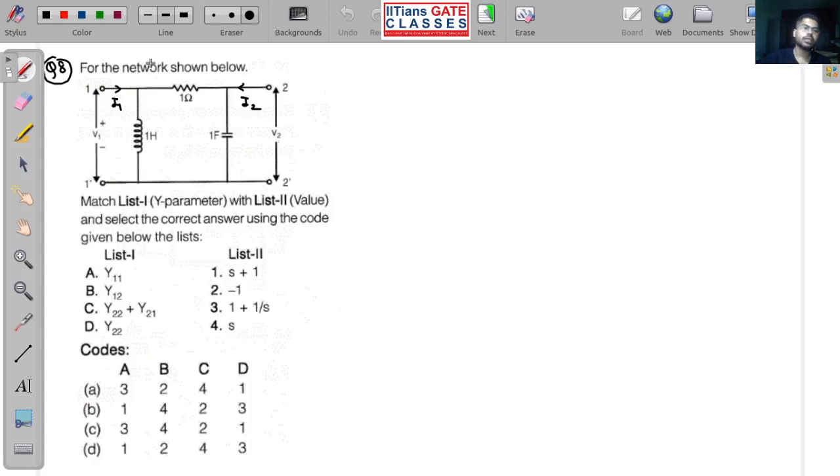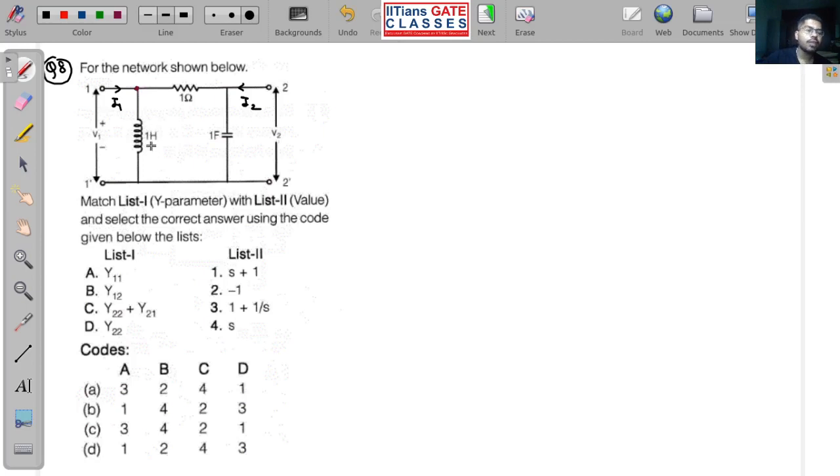Now the next question they have asked is what? For the network shown below, match list 1 Y parameter with list 2 value and select the correct answer using the code given below. So they have asked you what is the Y parameter. Basically it is a very simple way of asking, tell me each of the Y parameters. Okay. So simply what we are going to write, we are going to write admittance of each branch, or you can write impedance also, no issues.